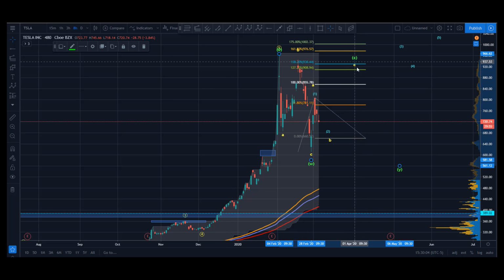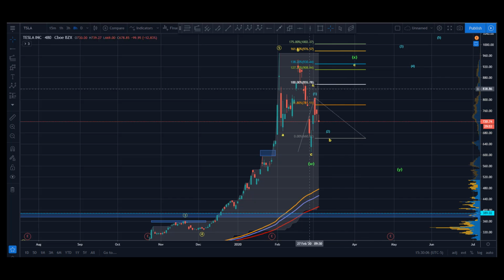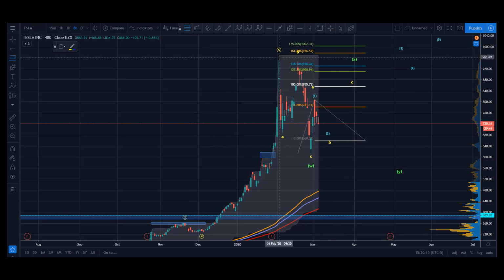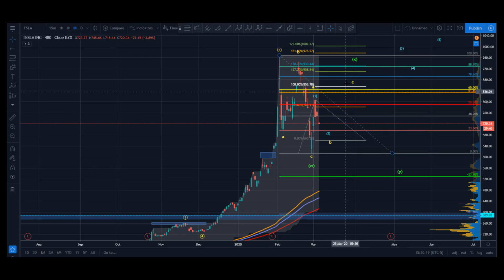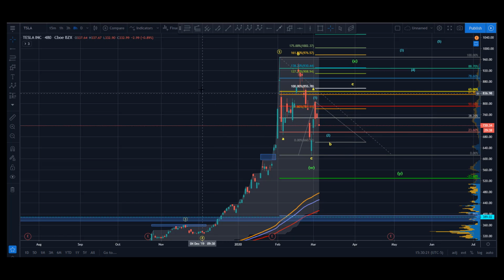We'd be looking for maybe the 1.272. If it's not just going to be A to B equals the length of A projected from B equals C, this would be your high probability. Well, now I'm looking for confluence. So where do I see that here? Well, here's the 100 just on the other side of the 65.